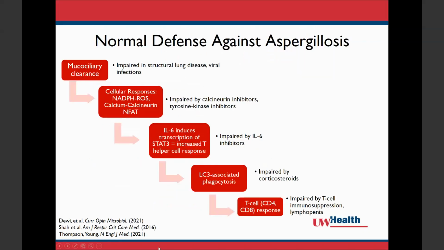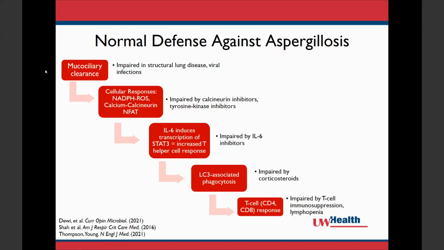So normally, our bodies have normal defense mechanisms in place to protect us against Aspergillus. And you can see here some things that impair these normal responses. And so you can think, it makes sense why those who are immunosuppressed or are taking immunosuppressive medications may be at higher risk of Aspergillus, because these normal mechanisms are impaired by certain medications. So first, starting at the top, the most basic defense mechanism that we have in place is mucociliary clearance, which, like I said, is impaired in structural lung disease and viral infections.